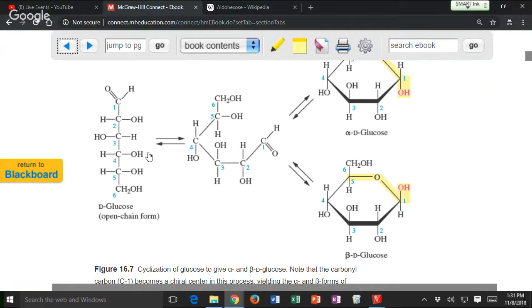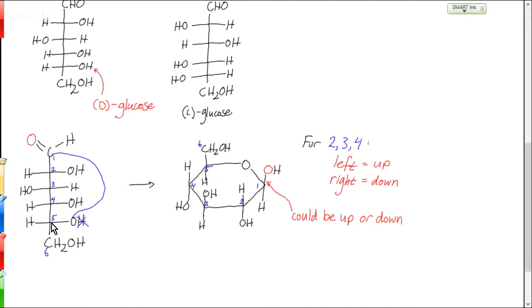On carbon 5, the oxygen is on the right. No, the hydrogen is on the left. The hydrogen is on the left. Oxygen goes up, but on the other one, it's going carbon 5. Oh, over here? Yes, okay, I see what you mean. So on number 5, the hydrogen is on the left, but it ends up going down instead of up.